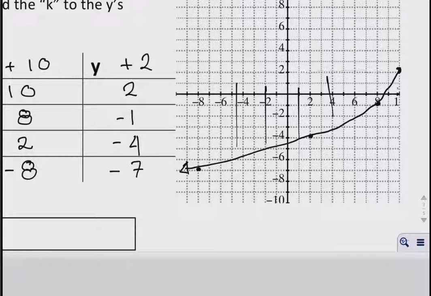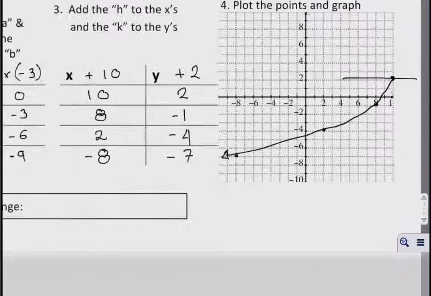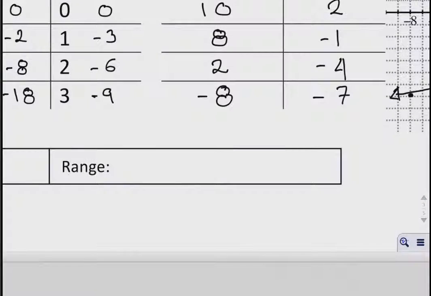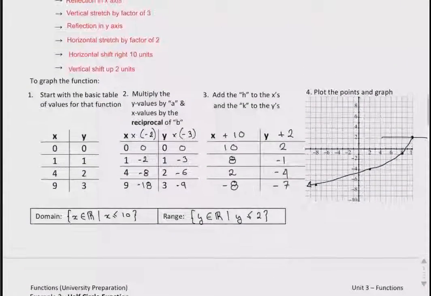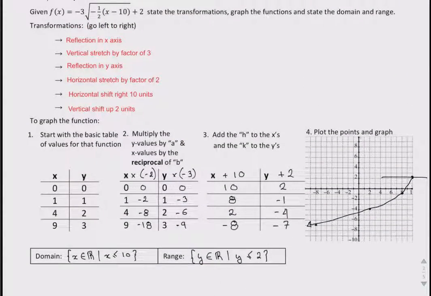As far as our range goes, well, the topmost point is 2. That's up here. Oops, 2 is up here. So my range is going to be y is a real number such that y is less than or equal to 2. And there you have our square root function graphed for you.